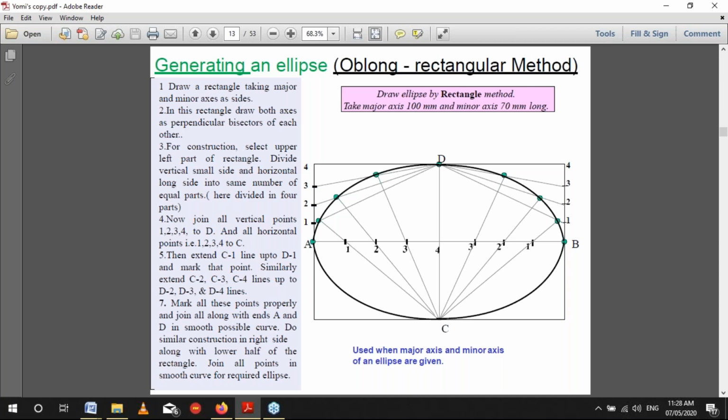Wherever the lines C intersect with the line D, you mark it properly, then you use a curve to draw it so that they all align with each other and you'll have an ellipse. This is the unblocked method.